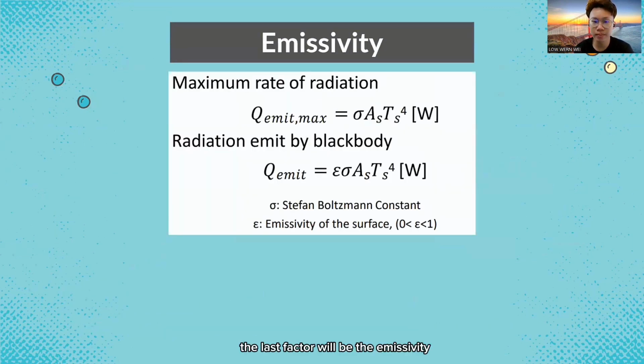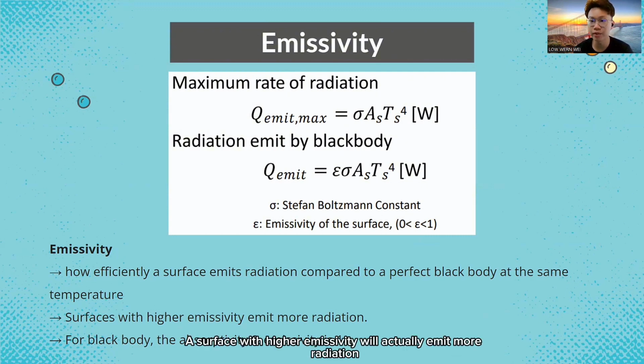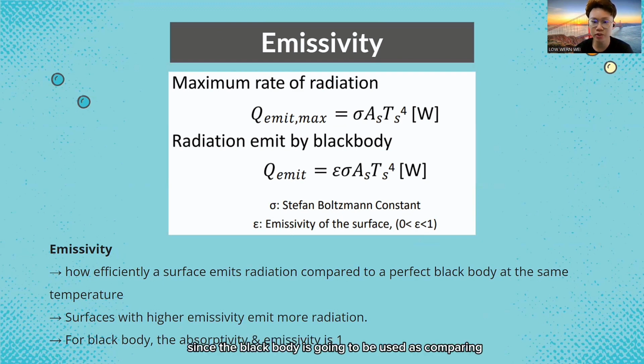The last factor is the emissivity, and the symbol is epsilon. The value of emissivity ranges between 0 and 1. Emissivity is defined as how efficiently a surface emits radiation compared to a perfect black body at the same temperature. Once again, a surface with higher emissivity will emit more radiation, and since a black body is used for comparison, for a black body the absorptivity and the emissivity are equal to 1.